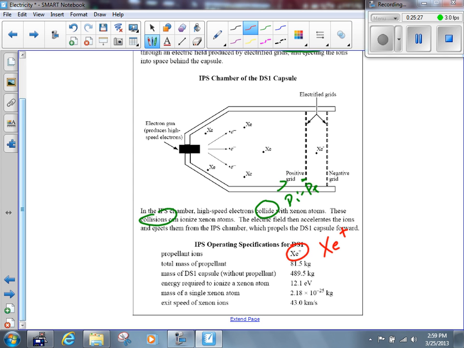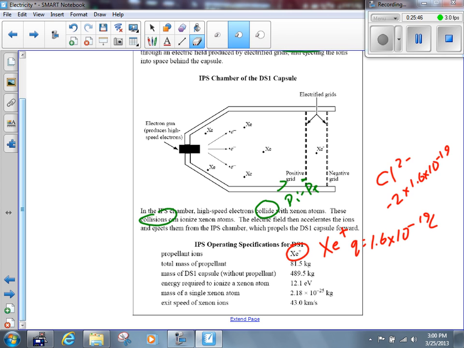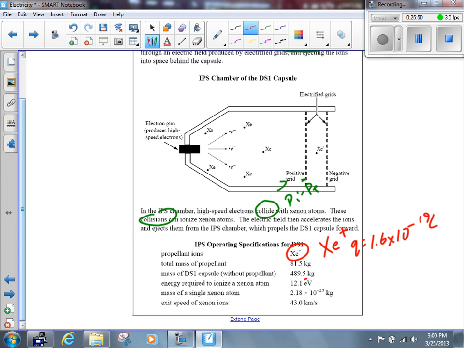If I said Cl2 minus, then the charge of that chlorine ion would be negative 2 times 1.6 times 10 to the minus 19. This one's going to be positive 1 times 1.6 times 10 to the minus 19. So we've got the charge of the xenon. Got a whole bunch of other stuff as well. I see a strange unit there, electron volts, and I see kilometers per second there, which is an even stranger unit.